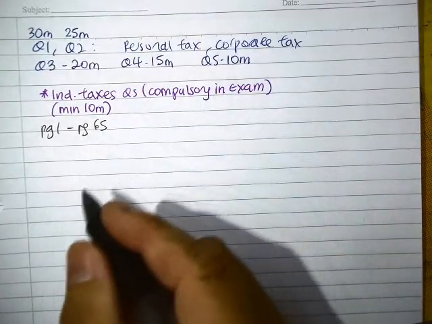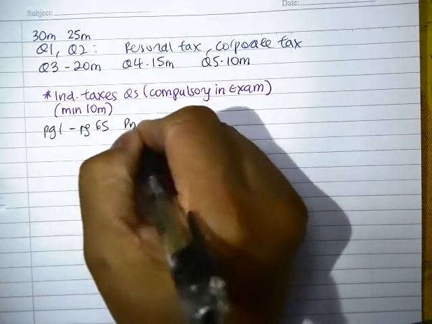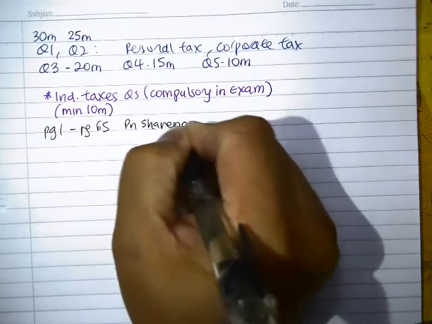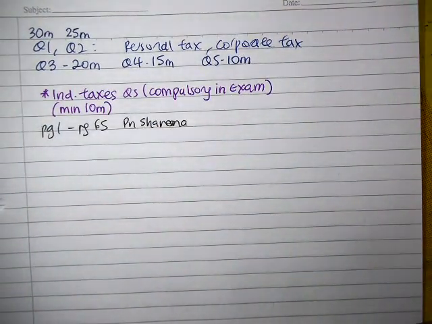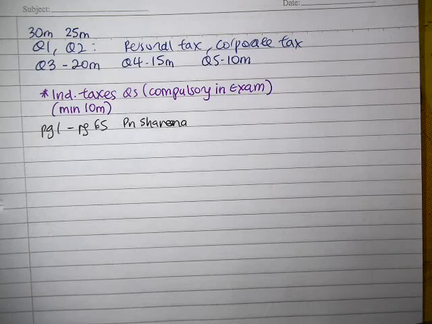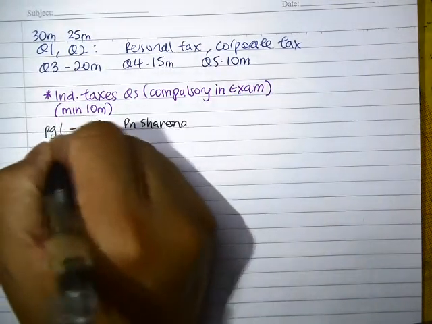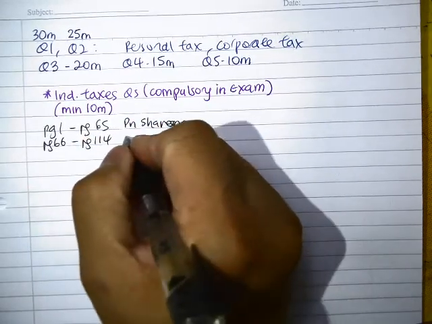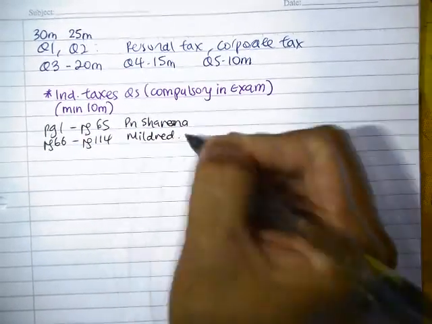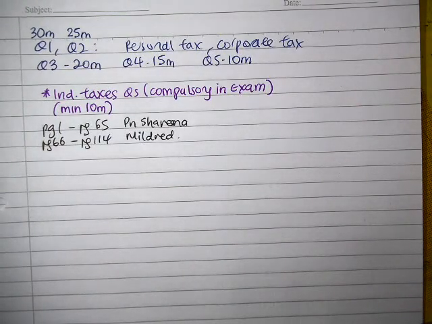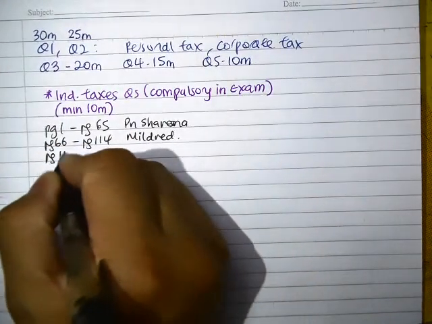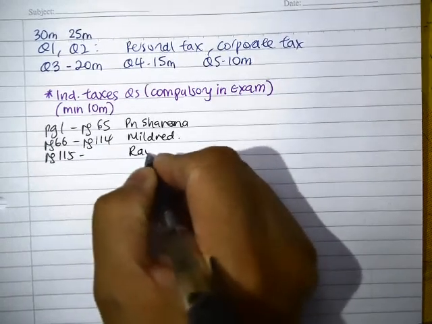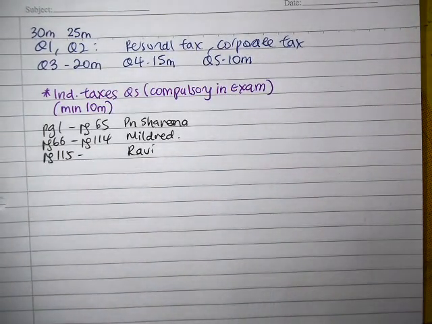So that's Puan Sharina, alright? Now from page 66 all the way to the one that we just saw earlier, that is Mildred's exam. And then page 115 is Mr. Ravi. So that's your current examiner.